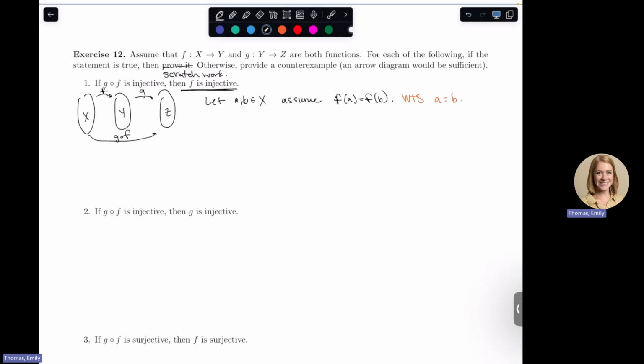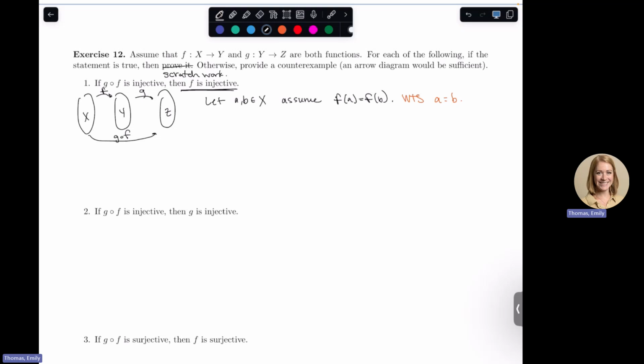Okay, so I can't peel back that function. I can't get rid of f because I don't have anything to actually plug it into, like Emily was mentioning a minute ago. There's nothing really else I can do there. But I do know something about g of f, right? I do know that g of f is 1 to 1.